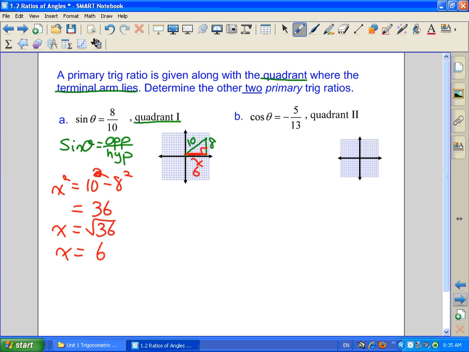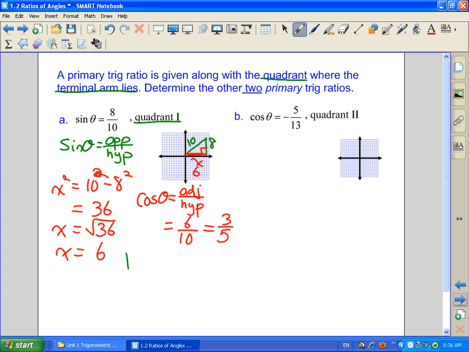So now we can list the other two primary trig ratios. We already have sine. Let's do the cos one. So cos theta equals the adjacent over the hypotenuse. The adjacent in this case is 6 over 10, put into lowest terms, which would be 3 over 5. Everybody okay with that one?